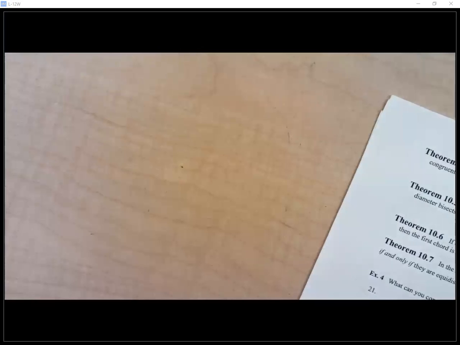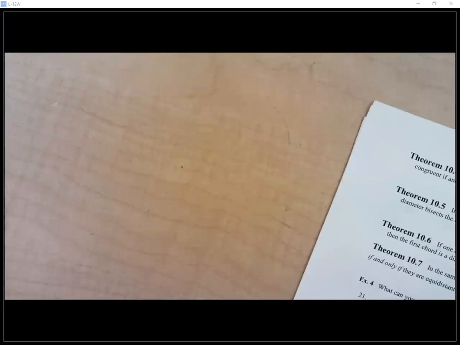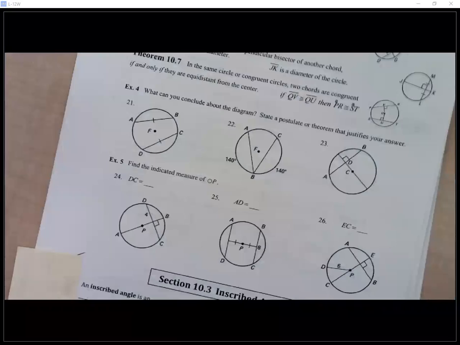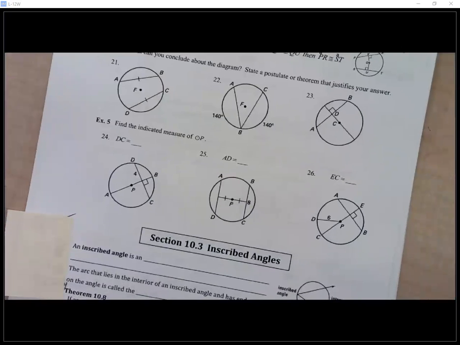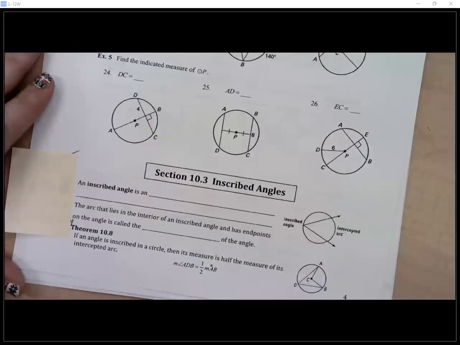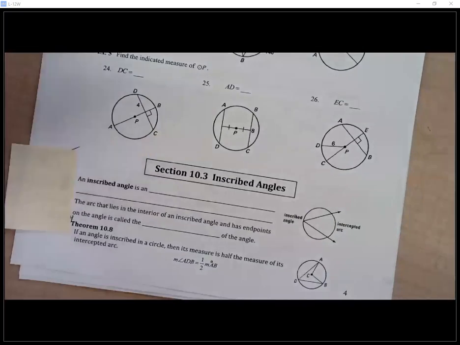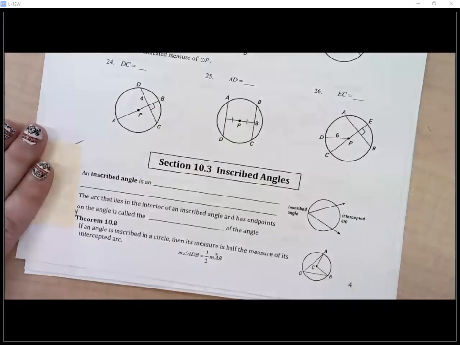So we are picking up on inscribed angles. So we are on 10-3, right? Because you had already done everything up until then in the notes packet I'm talking about. You did all the things before. Okay, perfect. All right. So we mentioned inscribed angles yesterday.